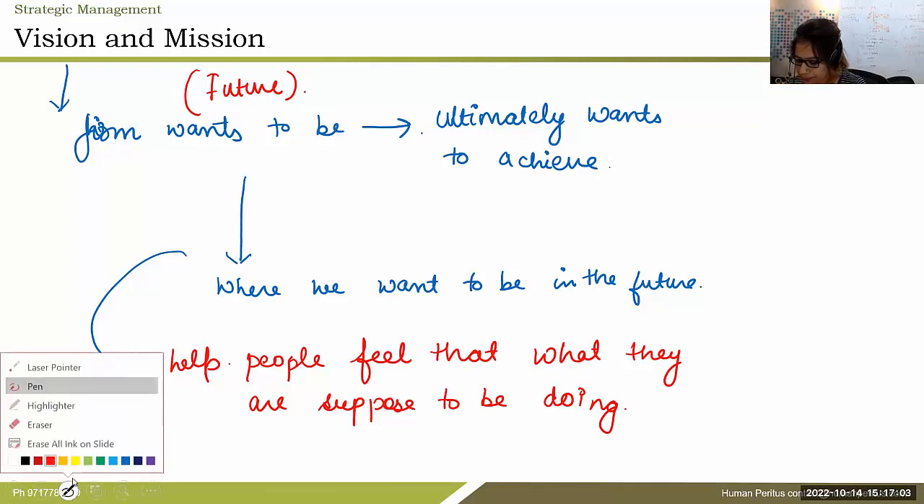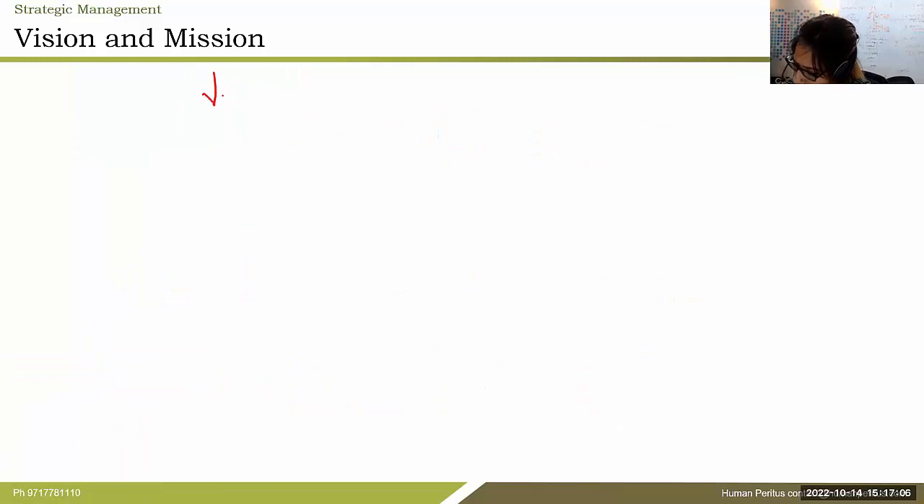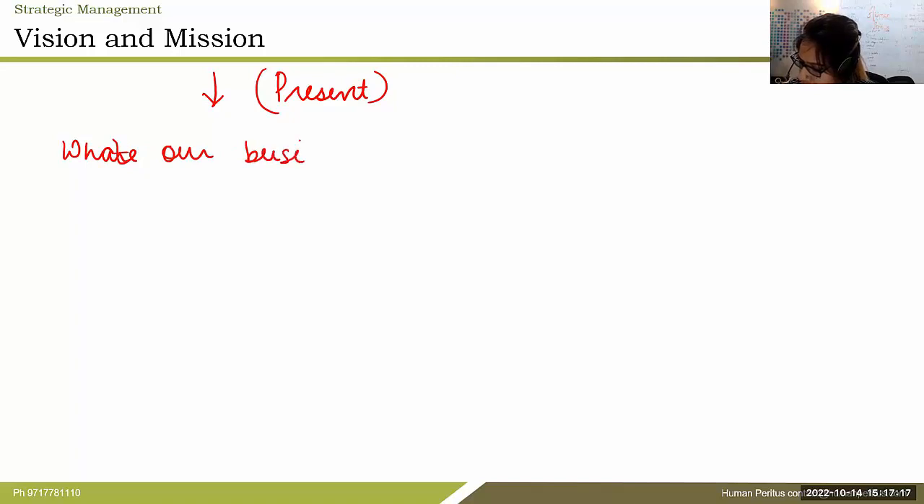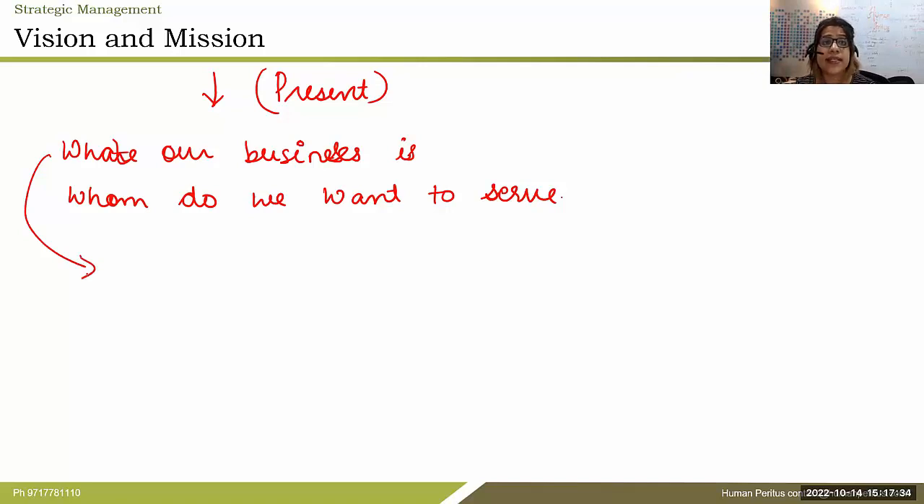Now coming to the mission part, mission tells us the present, as in what our business is. Whom do we want to serve? What our business is means what is the reason of our existence?